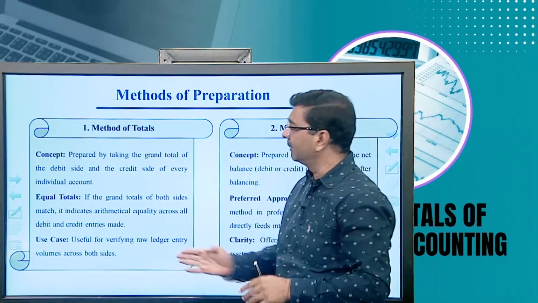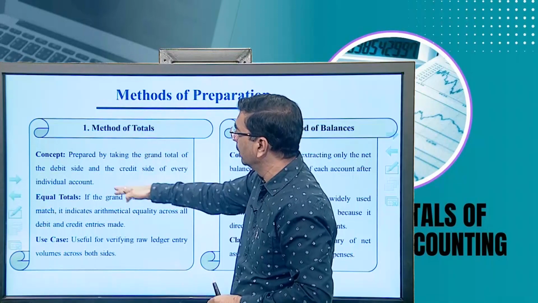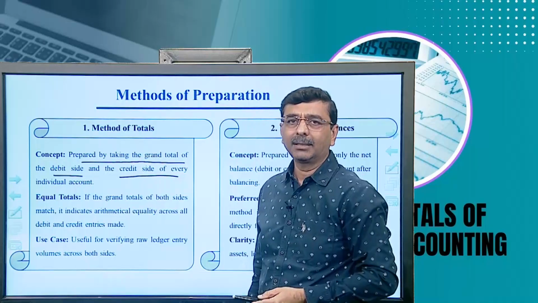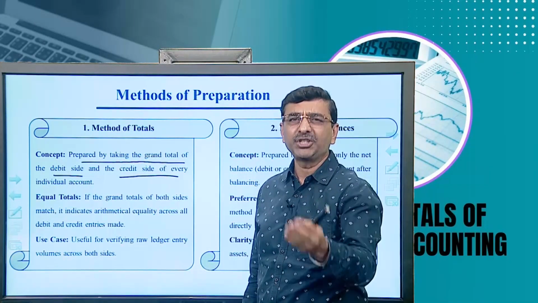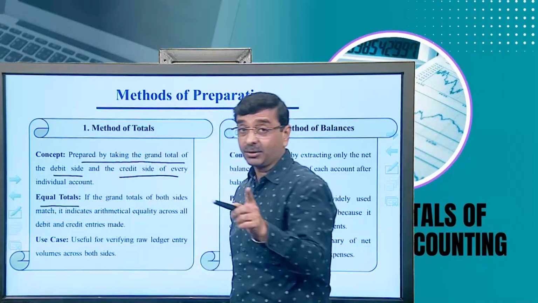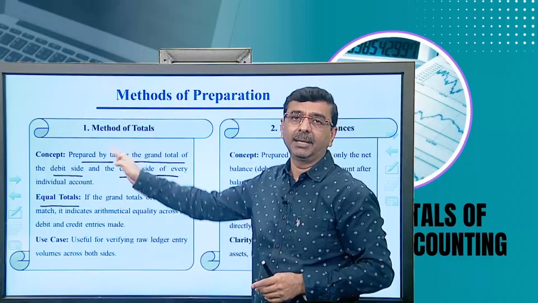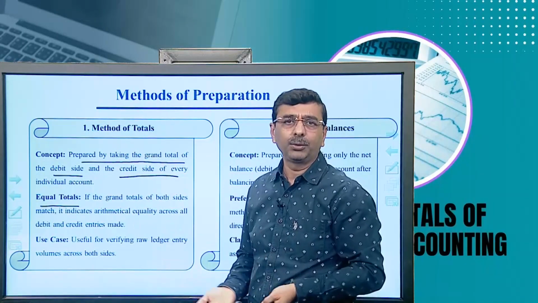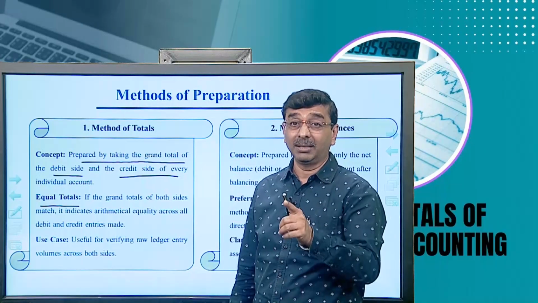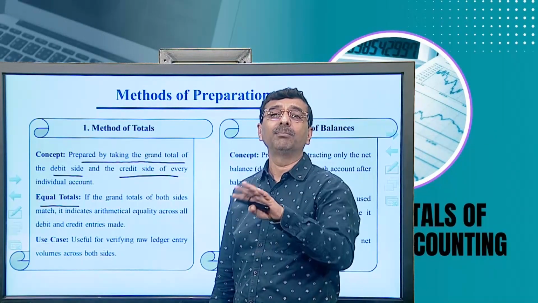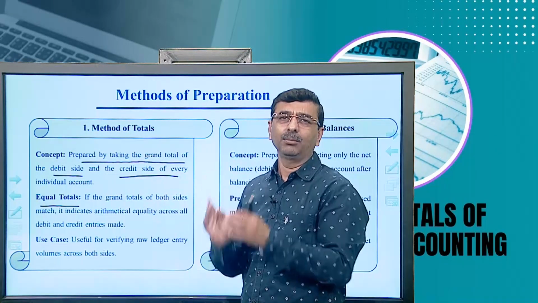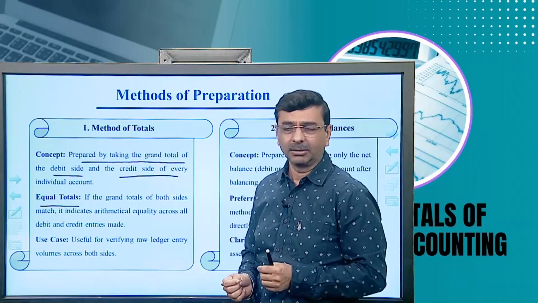So, that is the first method: the method of totals, prepared by taking the grand total of each side of each individual account, and that has to be recorded in the trial balance. If the totals match on both sides, debit and credit totals are the same, then you do not need to write this account into the trial balance because the total is tallied. But if any one side is surplus or deficit, then both the balances will be written down in the trial balance.